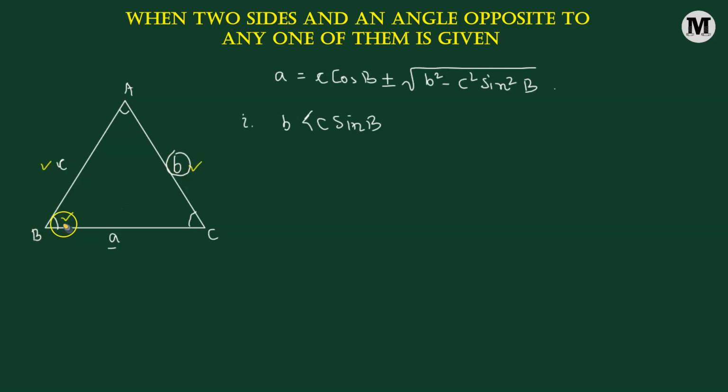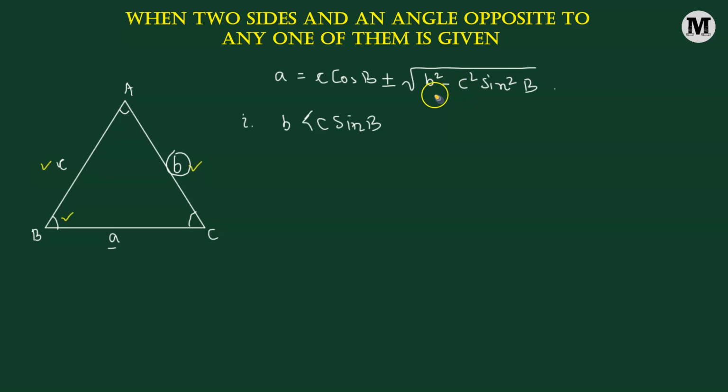That means angle B is known. So we take the side that is opposite to it, and then we take the other side C and multiply it by sine of that angle B. So that gives us C times sine of angle B. Suppose B is less than C times sine B.